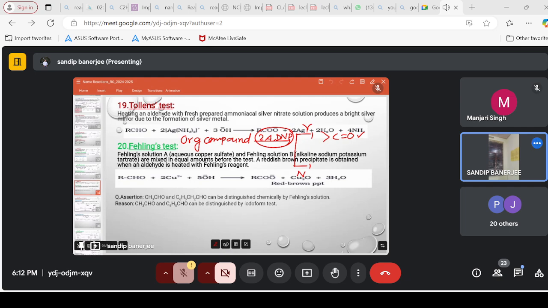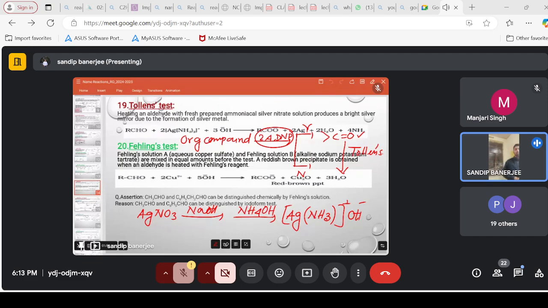Now after this, you perform the Tollens test. Tollens reagent is made from silver nitrate solution. In the first stage, you add NaOH drop by drop and turbidity appears. After that, you successively add ammonium hydroxide cautiously and shake it completely until the turbidity disappears. Finally, you get one colorless solution, and this is nothing but your Tollens reagent.